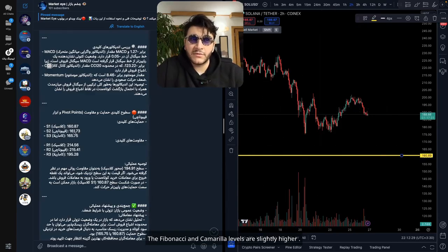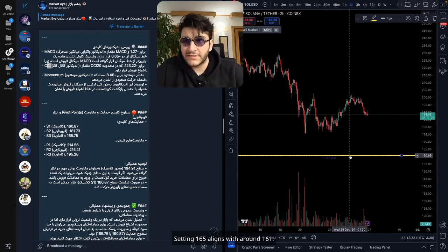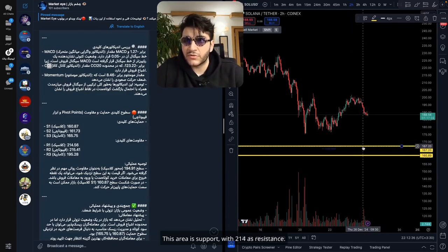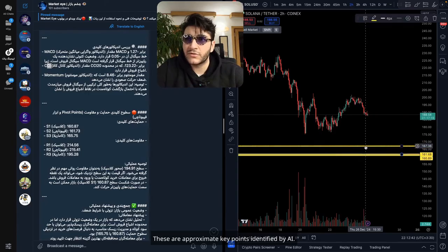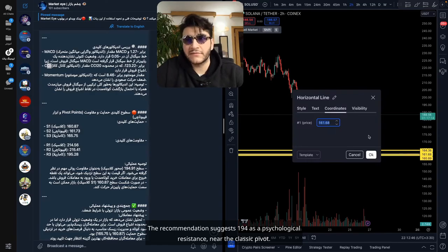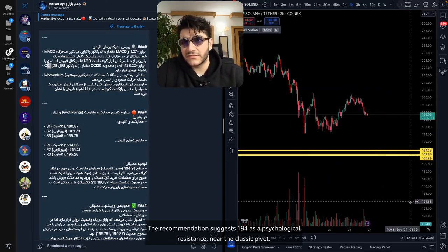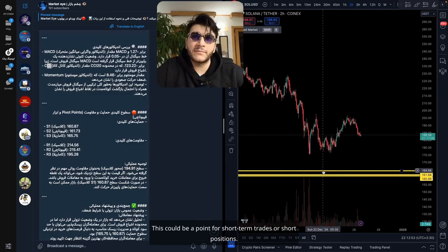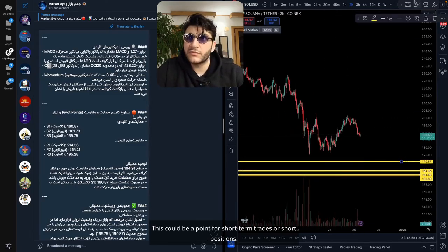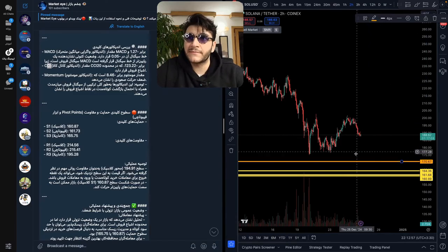The Fibonacci and Camarilla levels are slightly higher, and 165 aligns with around 161. This area is support, with 214 as resistance. It indicates 214, 215.41, and 295 where Camarilla is. These are approximate key points identified by AI. The recommendation suggests 194 as a psychological resistance near the classic pivot. This could be a point for short-term trades or short positions.